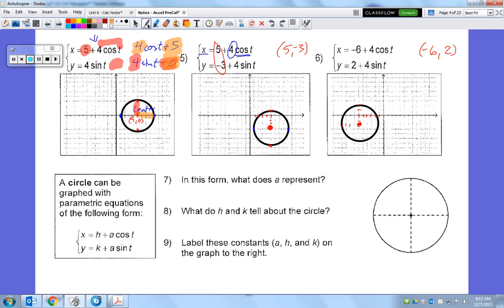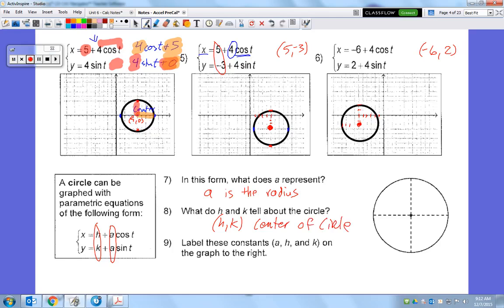It says, in this form, what does A represent? So A is here the coefficients in front of the sine or the cosine that we were discussing earlier. It's basically representing the radius. So A is the radius. And what does H and K represent? Well, H and K over here are the numbers all by themselves, and H and K are the center of the circle.